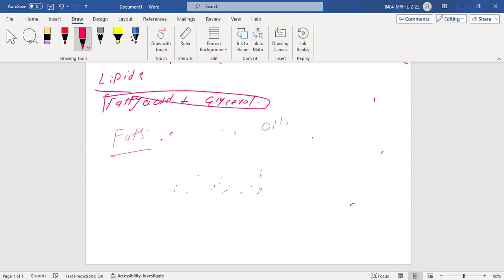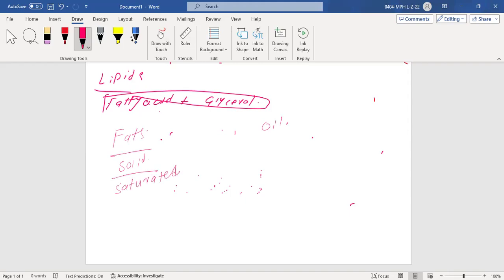Quickly, just tell me, is it solid or liquid? Fat is solid, simply. It is saturated, unsaturated. I'm talking about fats, fats are saturated.